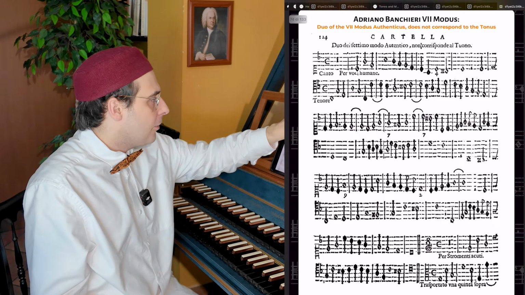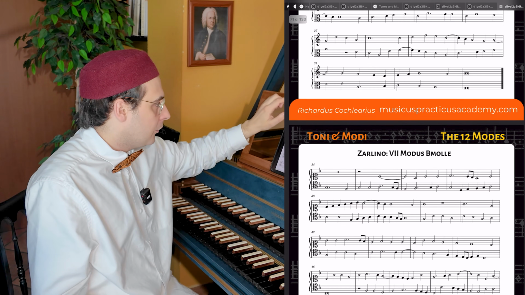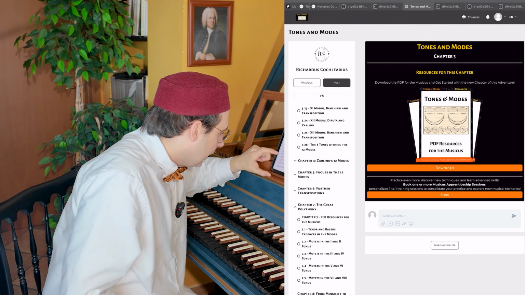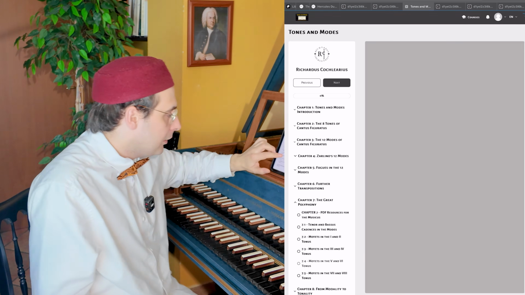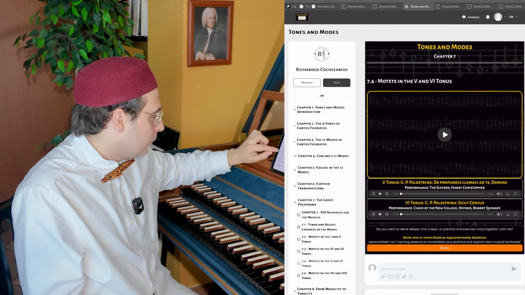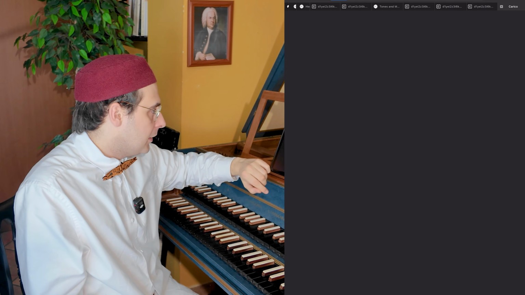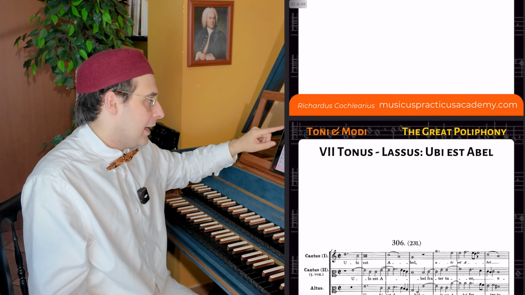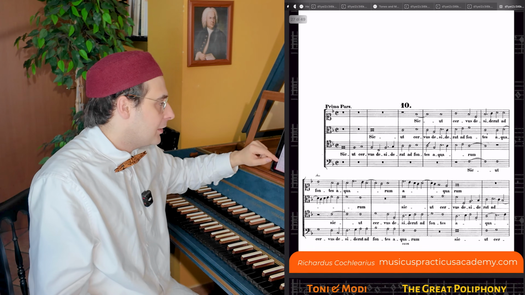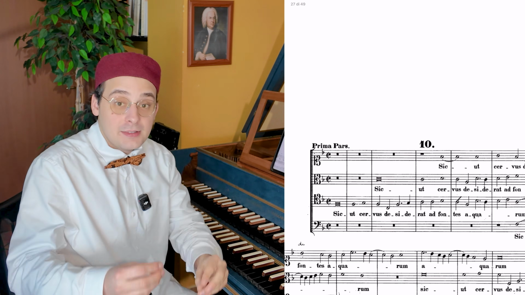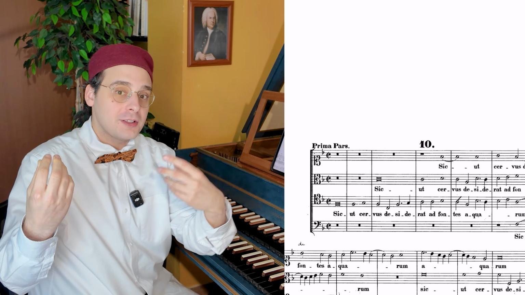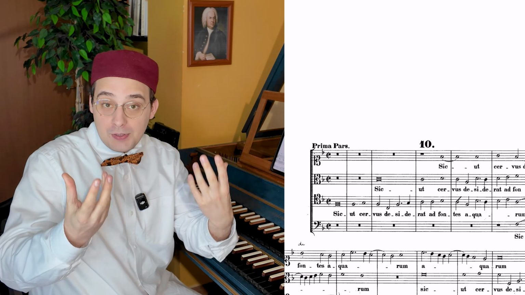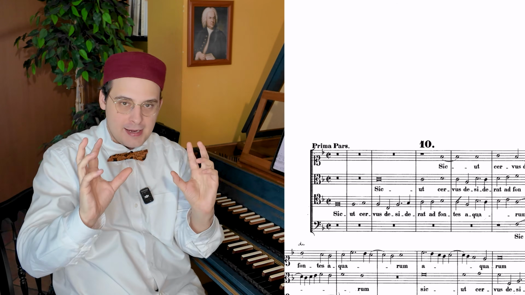In fact, let's go to another chapter of the Tones and Modes course, chapter 7, when we analyze polyphony, in particular 7.4. The example we analyze here, but we have to go to the PDF, is the famous Sicut Cervus by Palestrina, and our Sicut Cervus by Palestrina is not written in the sextus modus, it is the 12th modus or the sextus tonus. They are the same because they share the same species of the diapente and the diatessaron.